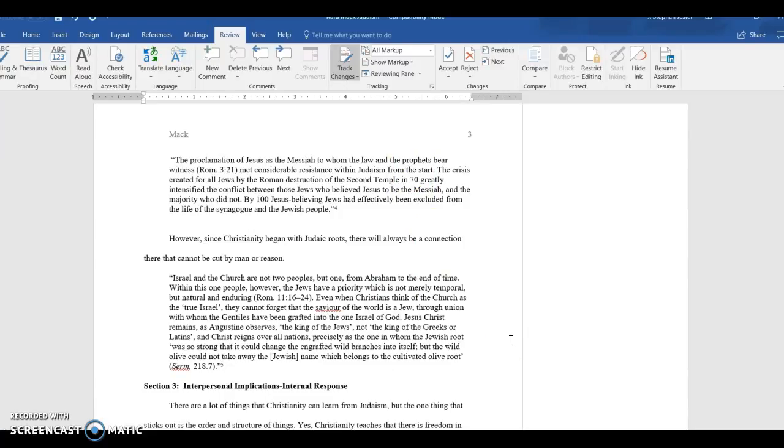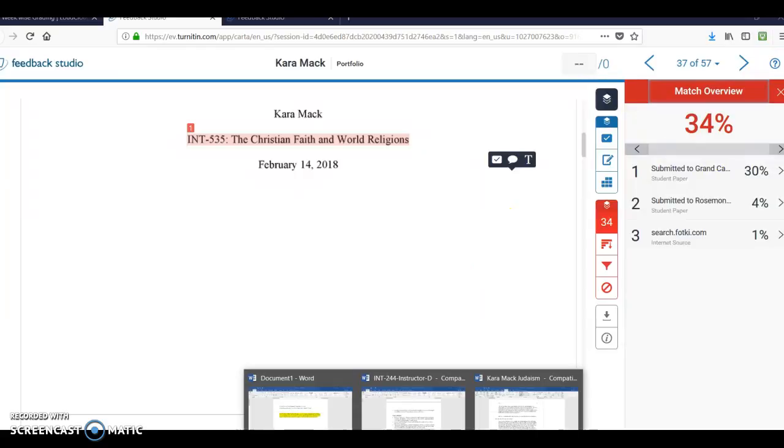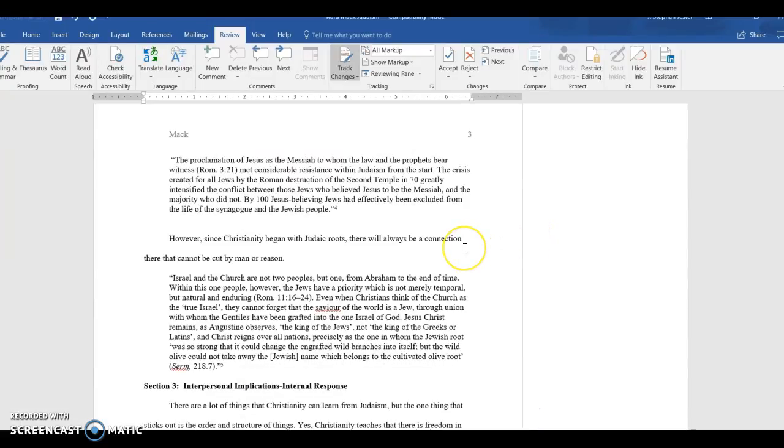Now, what you're going to want to do, and I am required by GCU to do this, when that percentage gets between 20 and 30%, I'm required to give you a warning. Anything over 30 requires a revision of the paper. And so you're at 34%. You're going to have to go back here and eliminate some of these quotes.